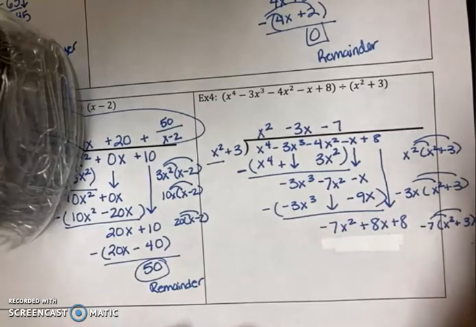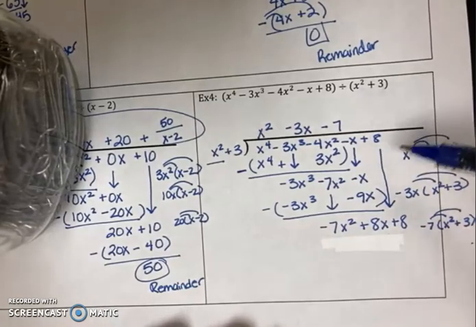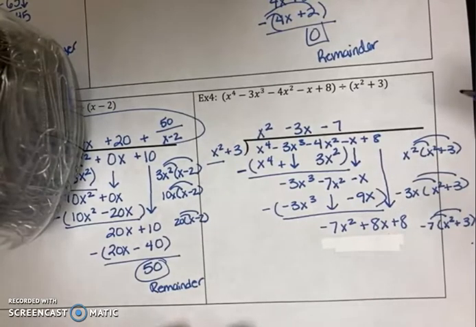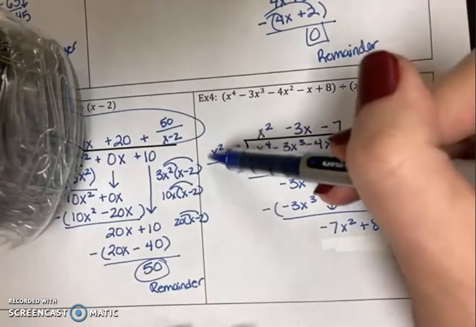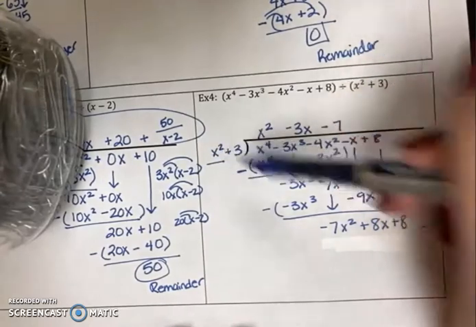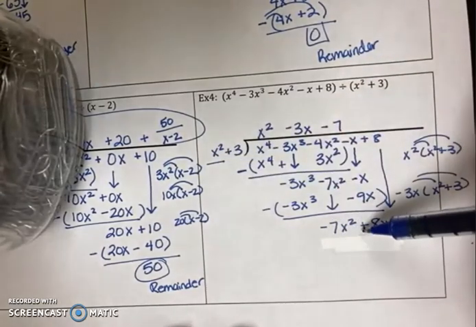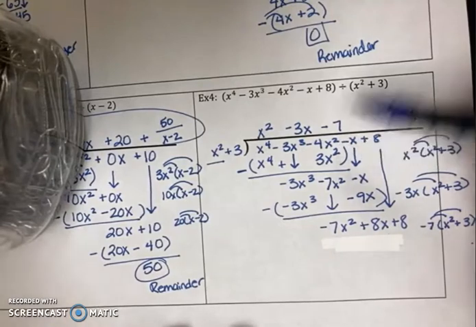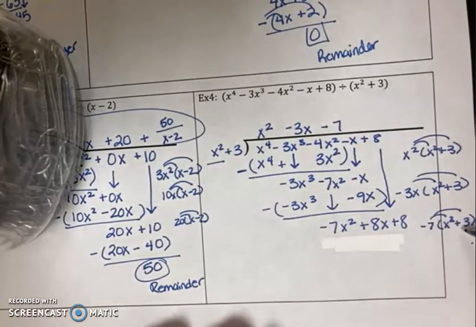We're going to continue with example 4. So we ended off where I brought down the positive 8, and now we need to ask ourselves, what do I need to multiply x squared by to get a negative 7x squared? And the answer to that question is a negative 7. So what that looks like is a negative 7 times the x squared plus 3.